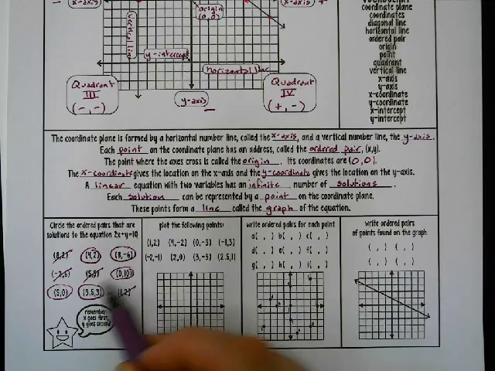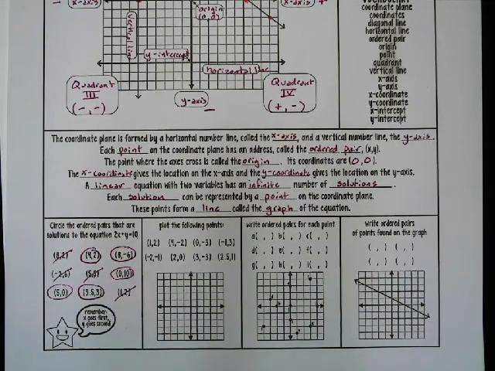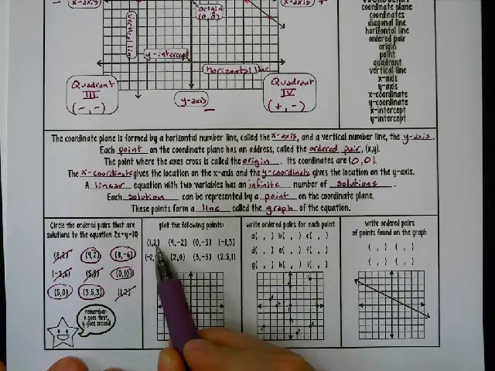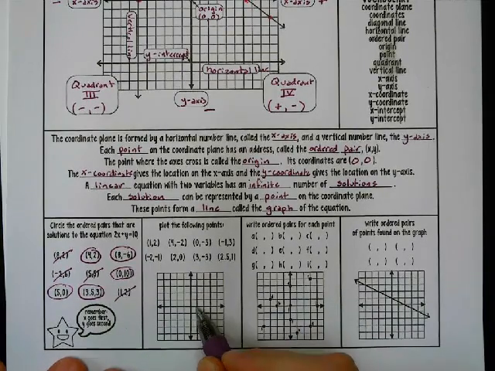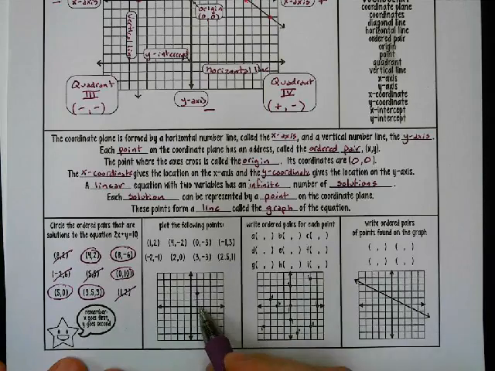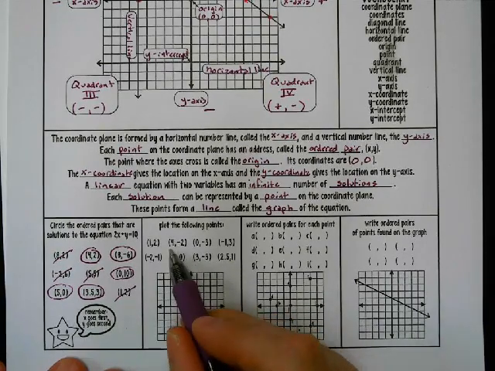All right, plot the following points. 1, 2. The x is 1, the y is 2. 1 and then 2, that would be right here. So it's positive 1, so right 1, positive 2, up 2. Next one, 4, negative 2. This is my x, so right 4, down 2. Right 1, 2, 3, 4, down 2.